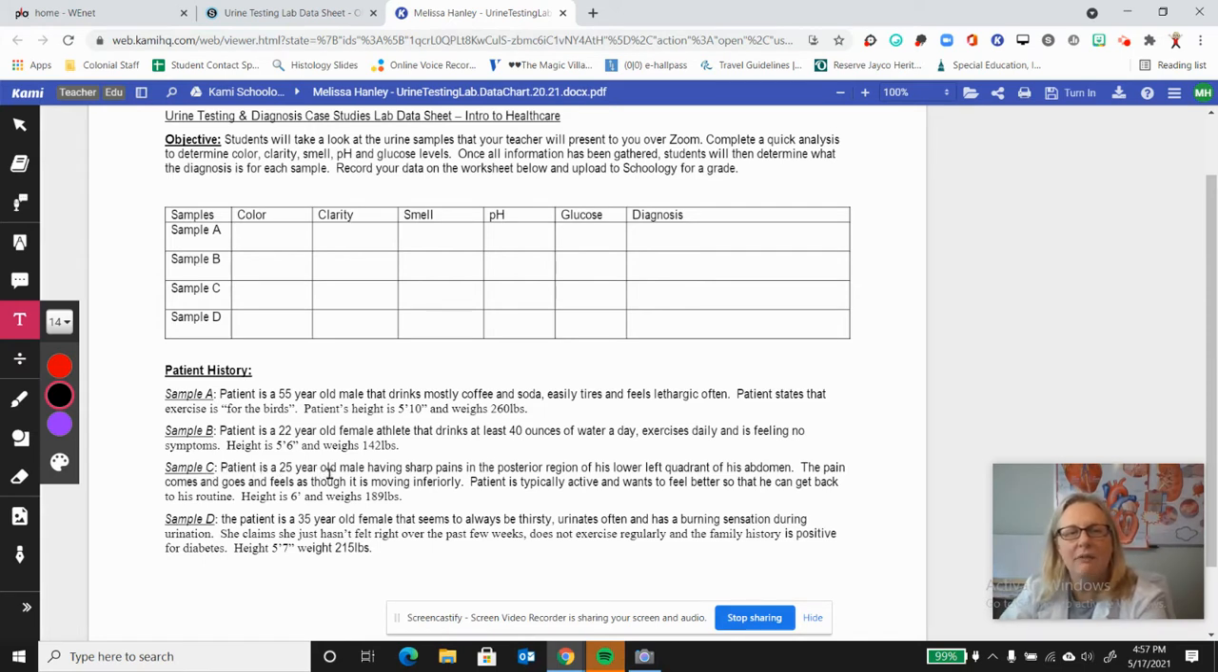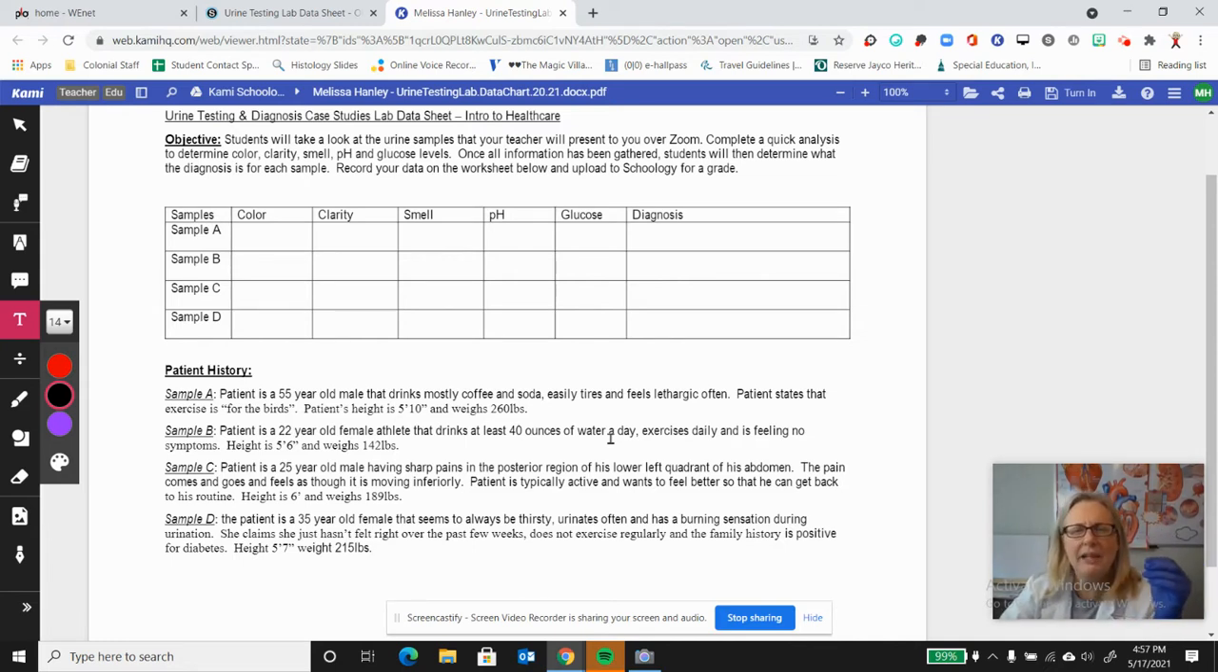The patient is a 25-year-old male having sharp pains in the posterior region of the lower left quadrant of his abdomen. That is a mouthful. What this means, posterior means behind, right? Our back. So in the back of his lower back, he's having sharp pains. The pain comes and goes and feels as though it's moving inferiorly, meaning it's moving downward.